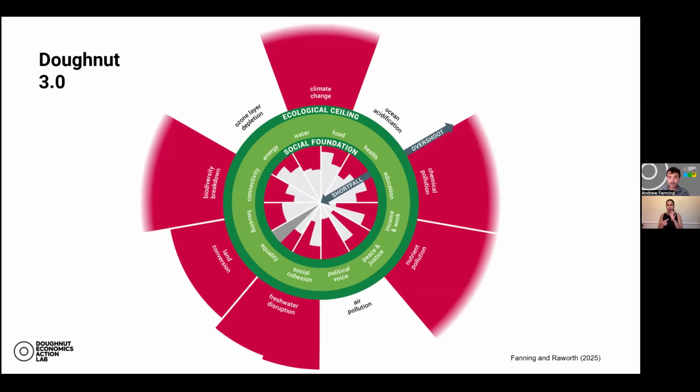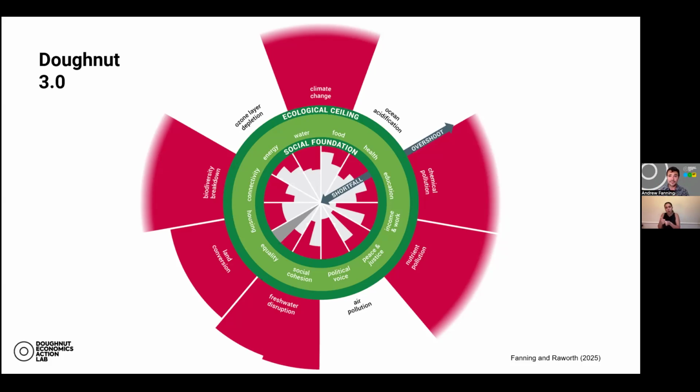So Doughnut 3.0 was published just two weeks ago in the journal Nature, which is a leading scientific journal, which I think is quite important for the legitimacy that this framework offers to the rest of the world. So it's been peer reviewed in one of the world's most prestigious journals. And we've also come out with some accompanying resources.